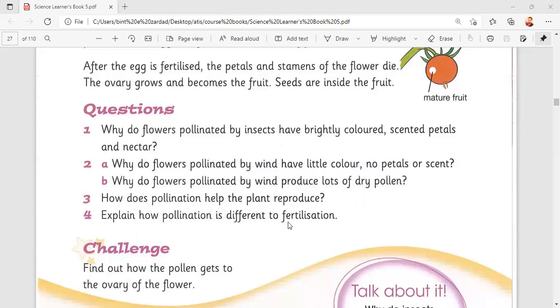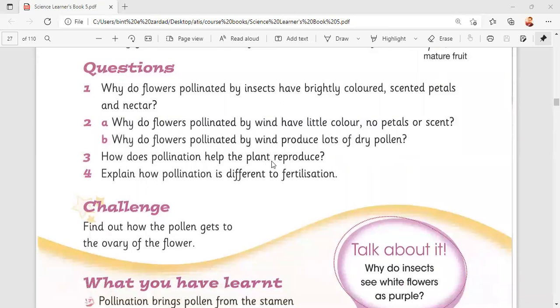Explain how pollination is different from fertilization. Pollination is when pollen is carried from the stamen to the stigma of a flower of the same type. Fertilization is when the pollen and egg cell join together. Both cells are joined together in the ovary of the flower. The flower must be of the same type if fertilization is to occur.